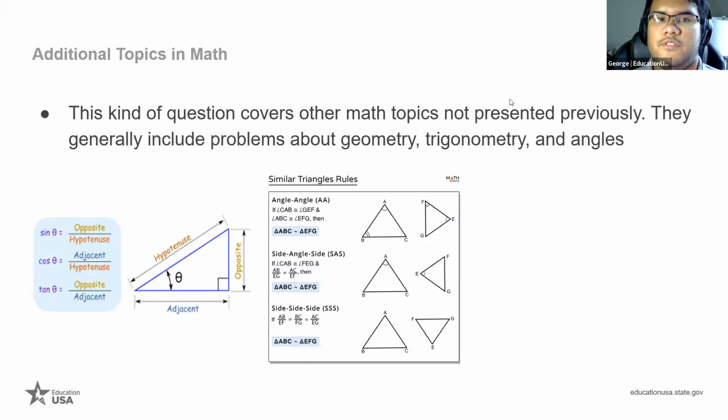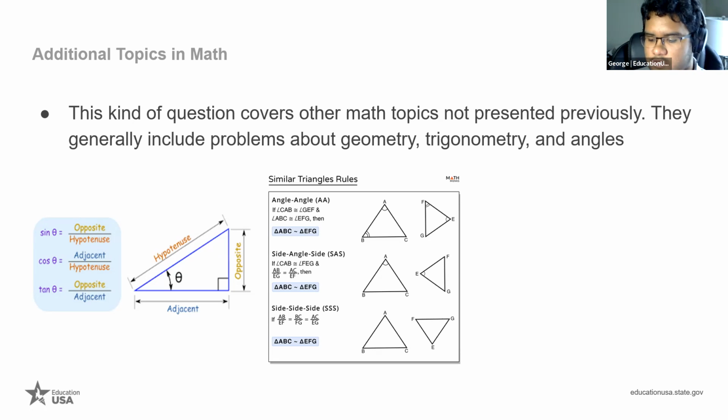Here, there are also additional topics in math, which I'll briefly go over because there's not as much to it, and there's only about 6 to 8 problems for you to do on the actual test. This kind of question covers other math topics not presented previously, like algebra or complex math. This generally includes problems about geometry, trigonometry, and angles. For the geometry portion, I already mentioned earlier that you'll be given a formula sheet for assistance in solving the area or volume of some shape, such as a sphere, cone, or the area of a circle and stuff like that.